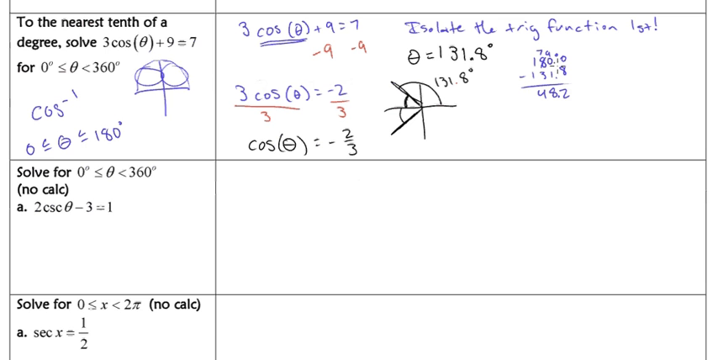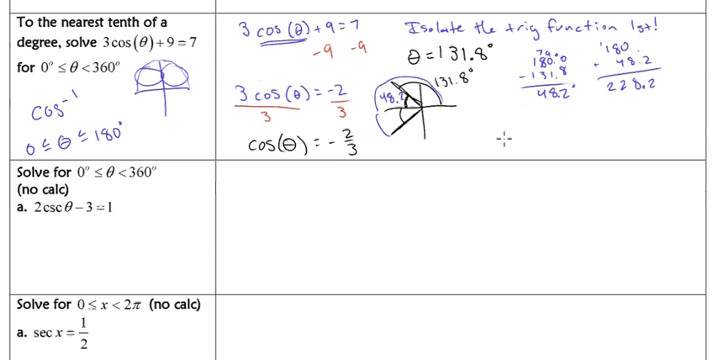Okay, so 48.2 degrees is our reference angle. All right, to find our second angle, the one in the third quadrant, it's going to be 180 degrees plus that same angle. So now we're going to do 180 plus 48.2. So let's see, 228.2.